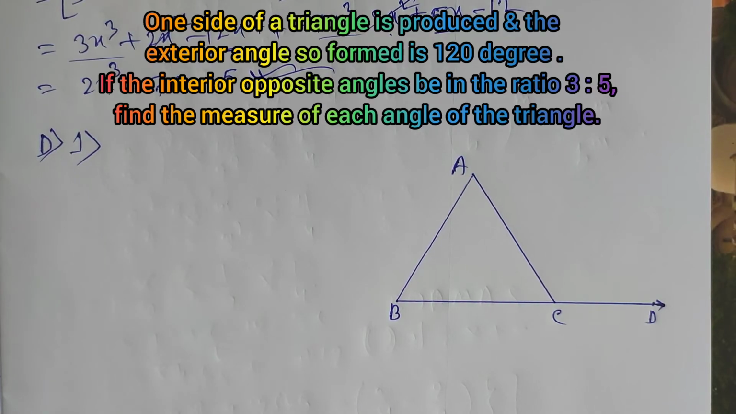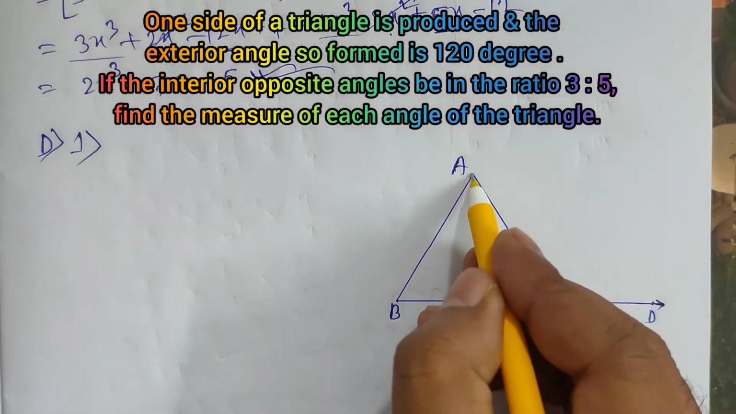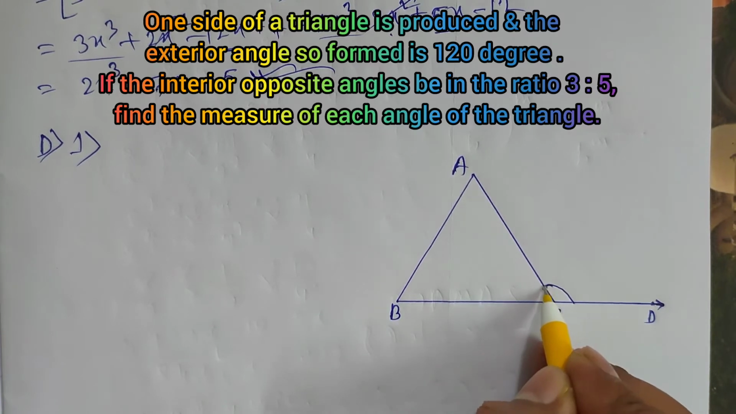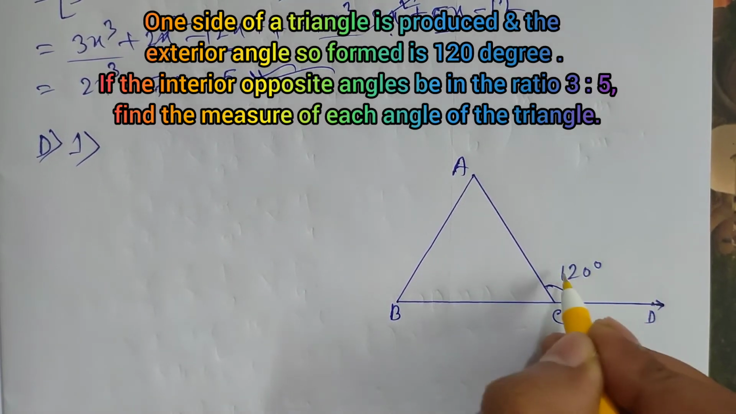Now question number D part, solve the following word problems. Question number 1, one side of a triangle is produced and the exterior angle formed is 120 degree. Suppose this is the triangle ABC and BC side is produced up to D and this is called the exterior angle and it is given 120 degree.